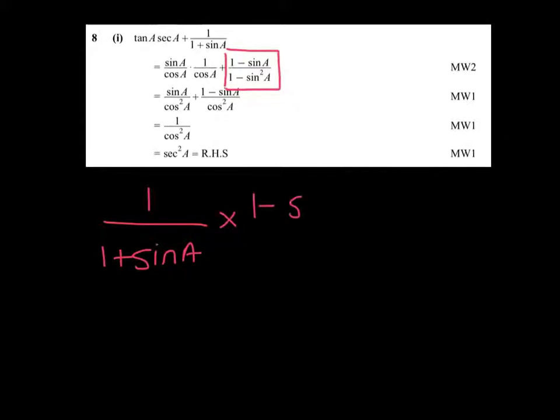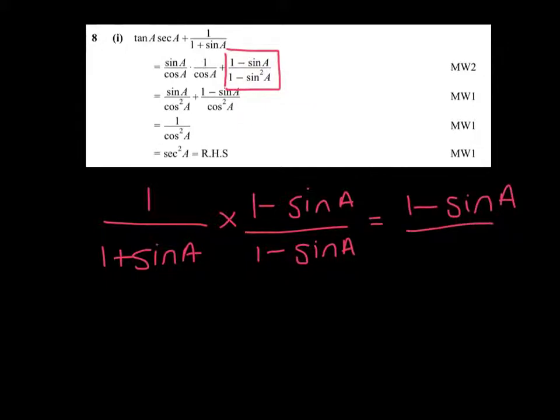If we look at the mark scheme at this stage, I want to draw your attention to this line in here because it's not always apparent what they have done here. If I have 1 over 1 plus sine A, they've multiplied top and bottom by 1 minus sine A. Top line becomes 1 minus sine A.